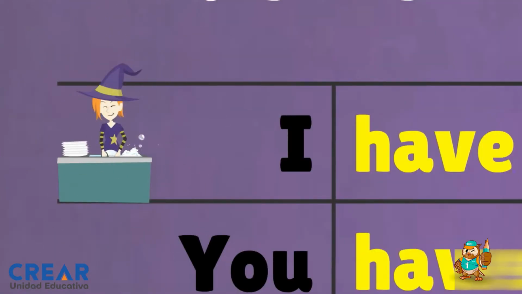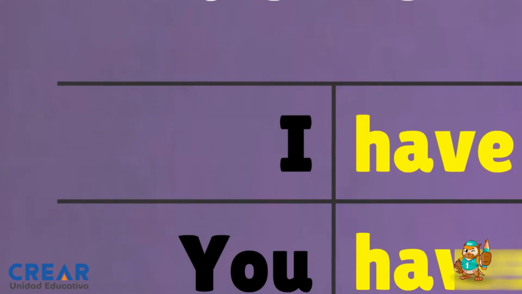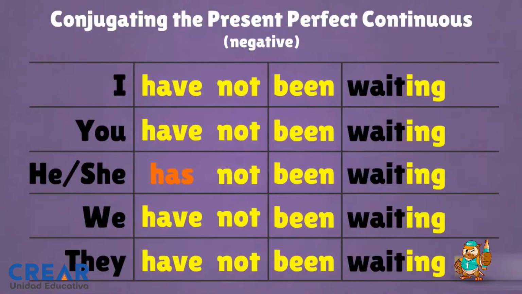Okay. Now kids, it is pretty simple, right? But we have to make the contraction of it. We can contract the negative form of the auxiliary verb have. How do we make it? It is pretty simple, right? We are going to see it at this moment. How do we contract that thing? Okay, let's change it.